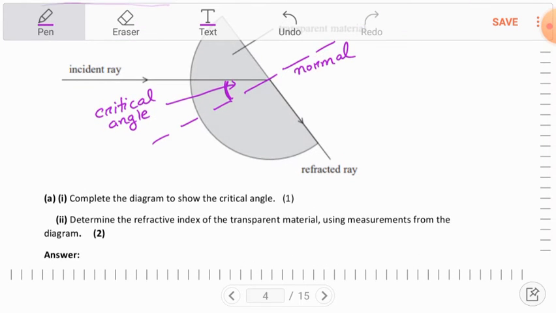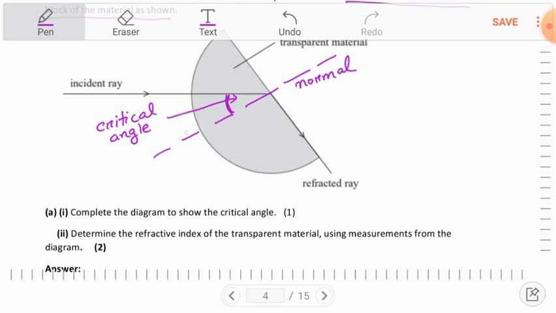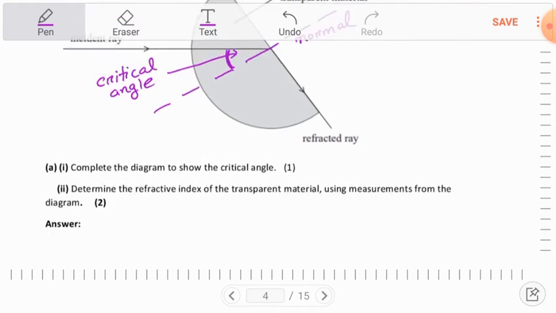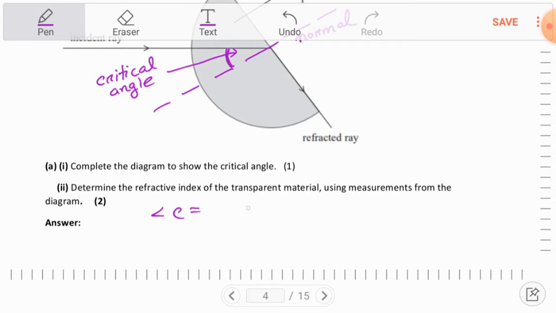Moving to part B, determine the refractive index of the transparent material using measurements from the diagram. Well, we need to use measurements from the diagram, and I cannot use a protractor on this PDF. So if you have a hard copy, then you have to measure the value of this angle, the angle that this incident ray makes with the normal line. You can measure it using a protractor, and if you measure it, you get a value of the critical angle as approximately 38 degrees.